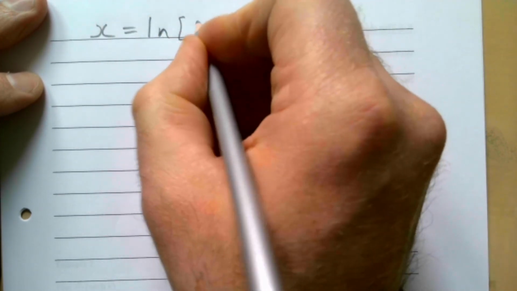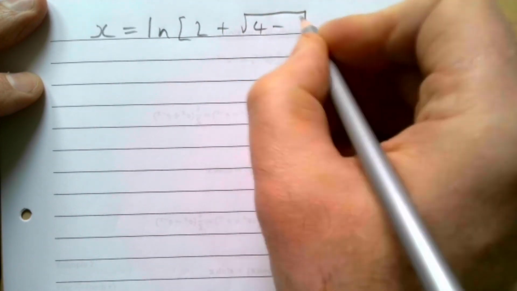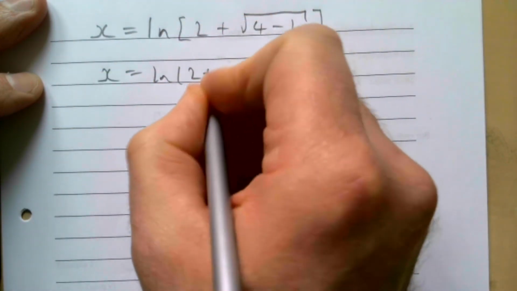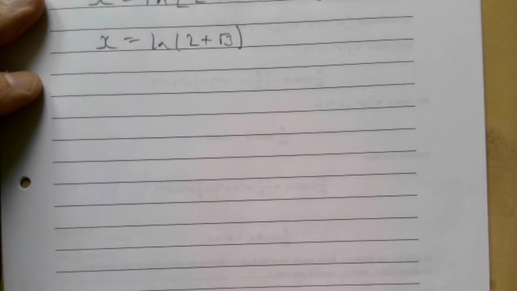How do we go about tidying that up? Sorry, too many pages going on here. That means x is going to be ln of 2 plus the square root of 2 squared, so it's going to be 4 take away 1. So if you want, then x is ln of 2 plus root 3. So that's our final answer there.